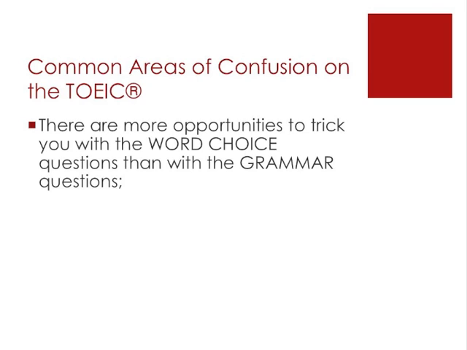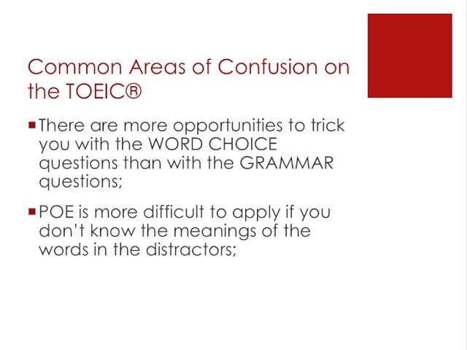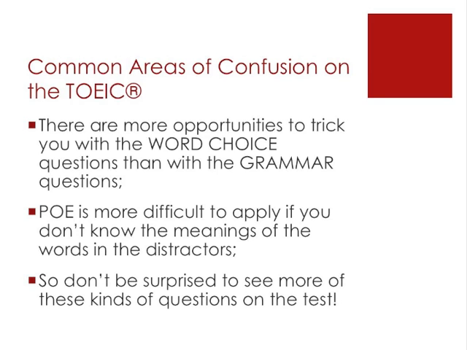Part of it is because there are more opportunities to trick you with the word choice question. Now, why is that? Well, because you actually have to know the meaning of these words. So the process of elimination does become more difficult to apply if you don't know the meanings. For example, if you see 4 choices you need to eliminate, but you know the meaning only of 1 or 2 of those words, it's going to be difficult to eliminate the other choices if you don't know what they mean. So don't be surprised if you see more of these types of questions on the test.